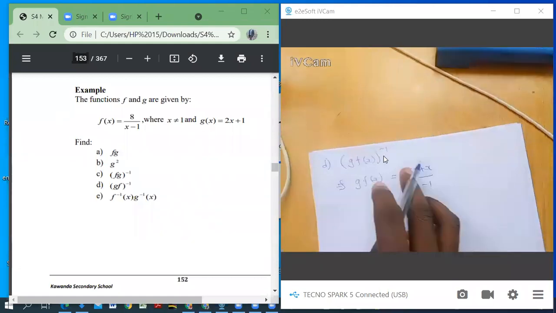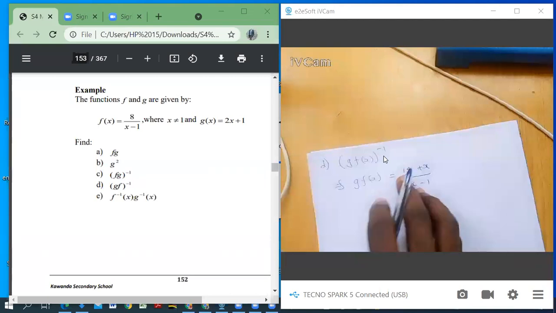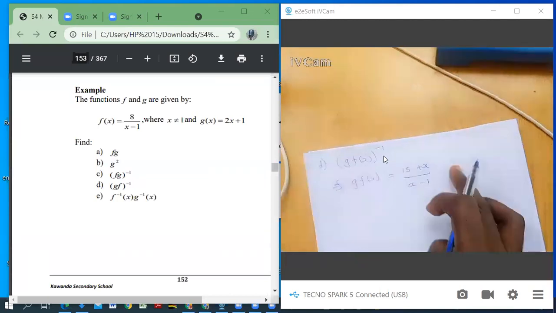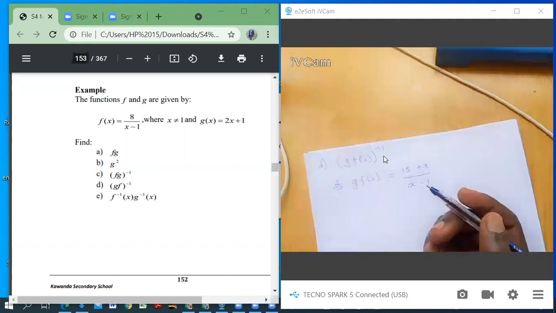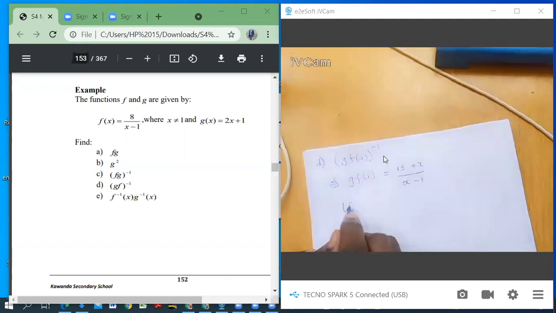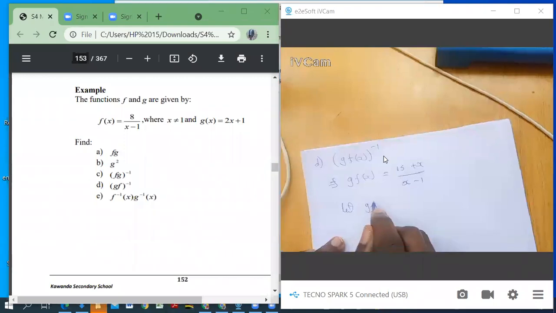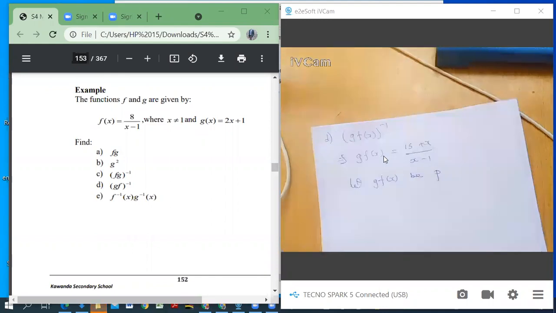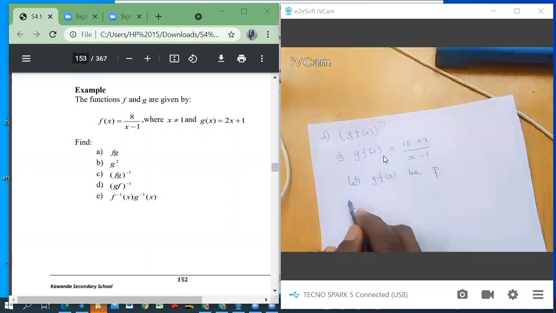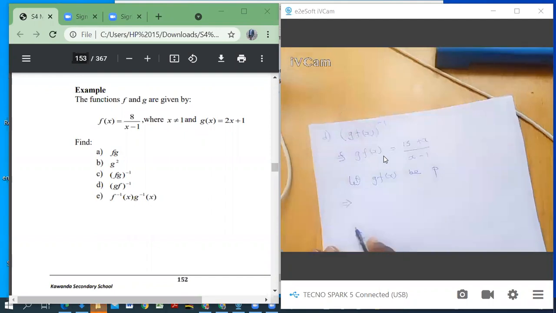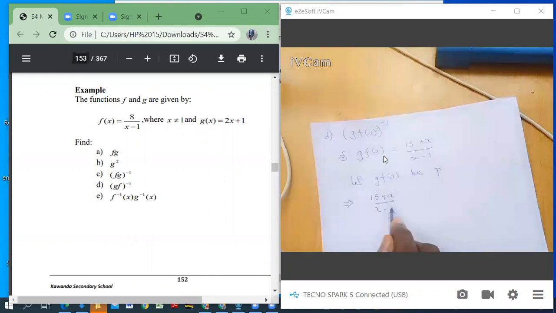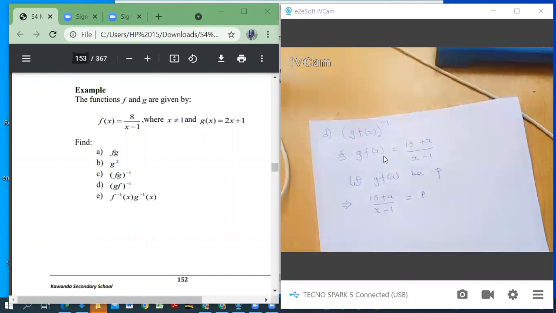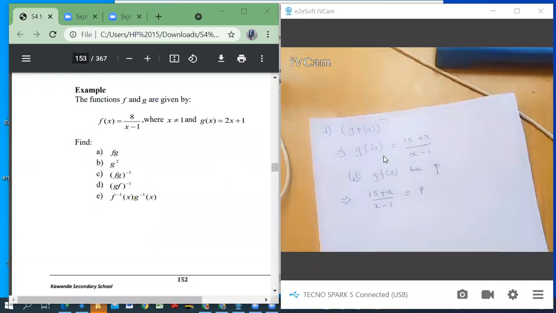So after that, what do we do? We want to find its inverse. Now we want to find the inverse of this function. We let gf of x be equal to, I can use p. Use a letter of your choice. So it implies now 15 plus x over x minus 1 is equal to p. Are we together?